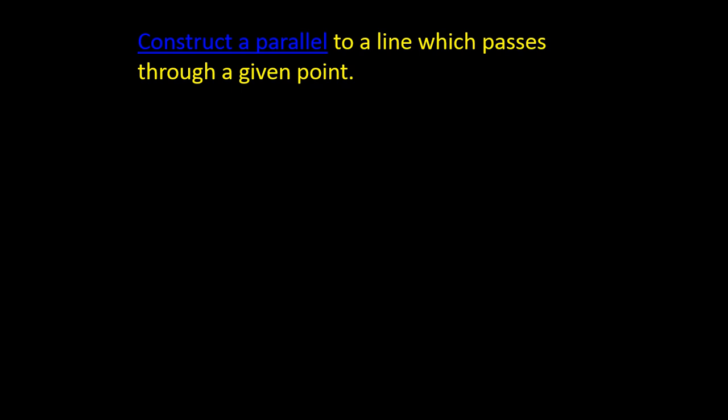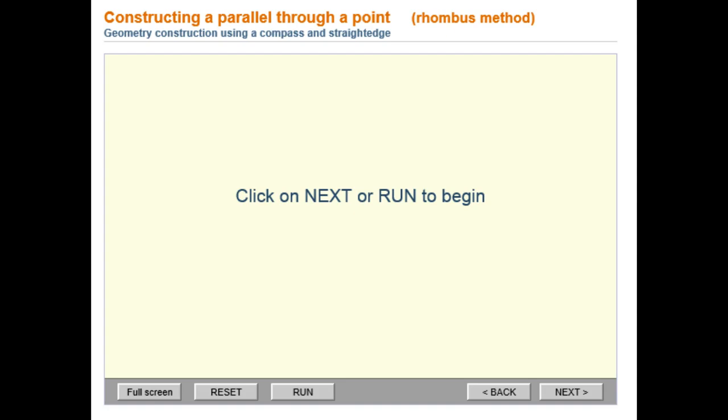Now let's look at parallel constructions. What if we want to construct a parallel to a line which passes through a given point? Obviously, that given point can't be on the line. Now this is a good opportunity to point out that in many cases there's more than one way to make these constructions. This particular construction relies on what we know about rhombuses to create this parallel line to another line that goes through a point.